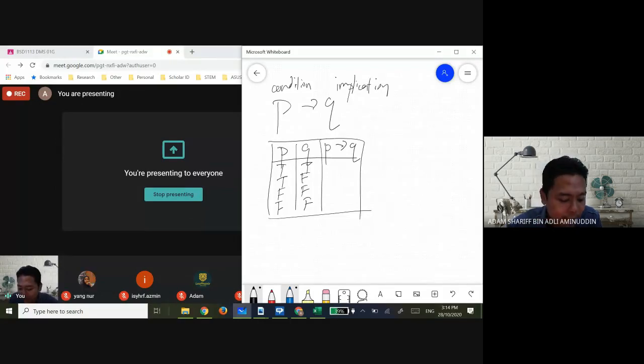Alia left. Why? Never mind, she will come back. If T is the condition, T implies T will be T. T implies F will be F, and the others are T. That is the most basic.